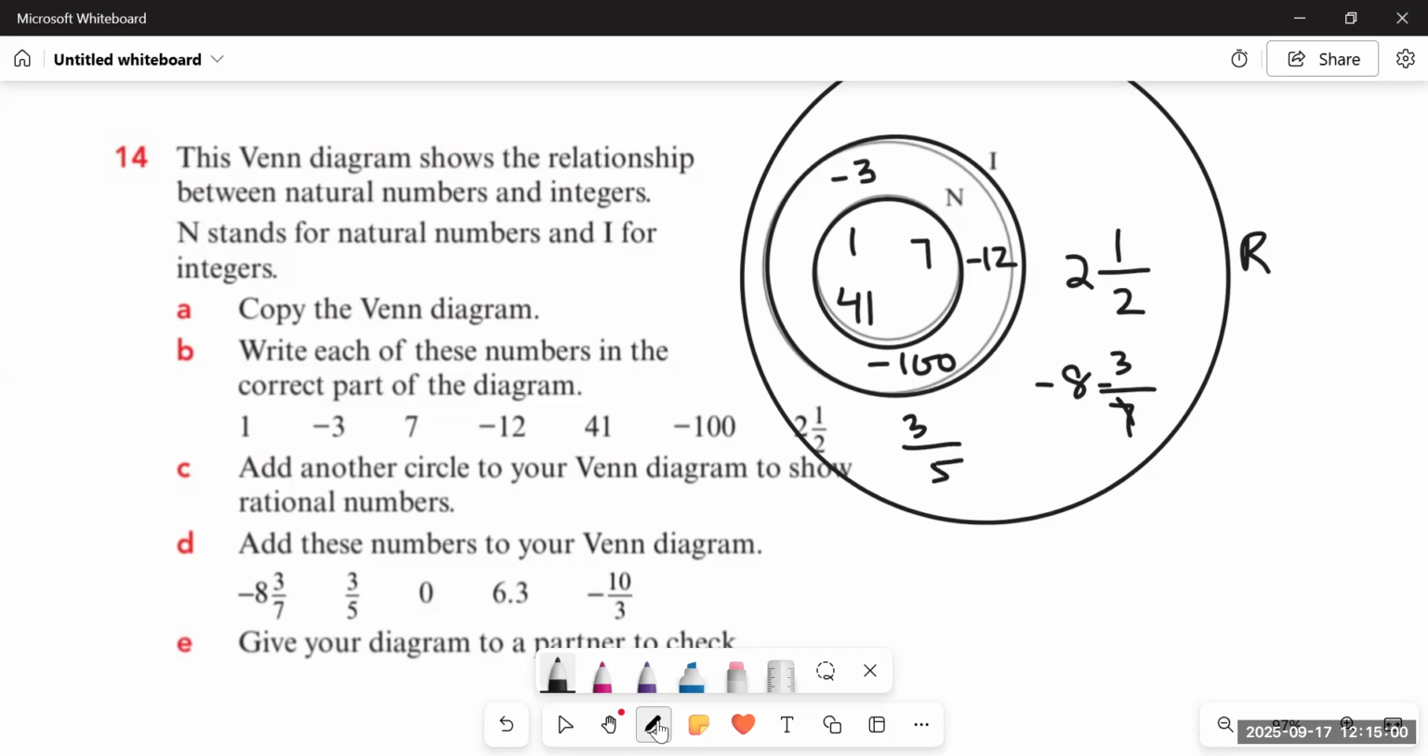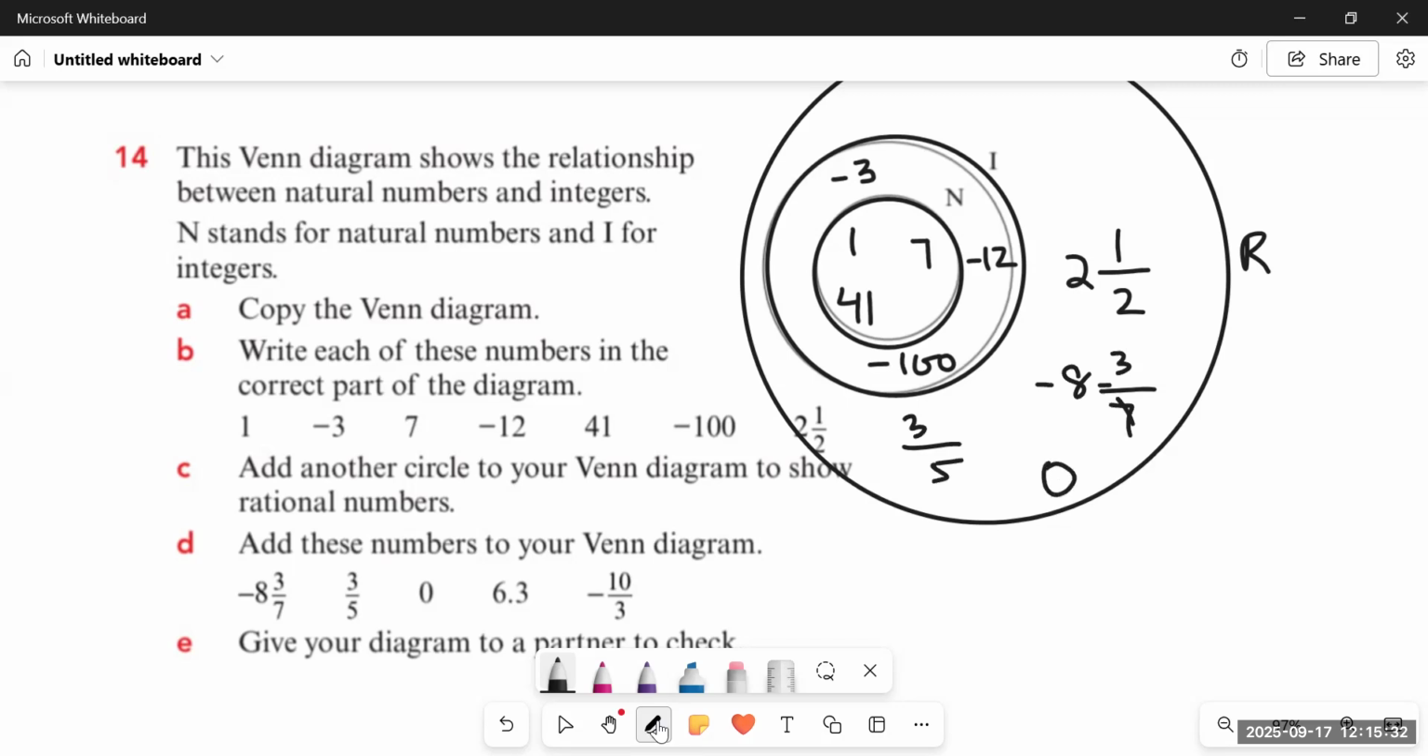Then 0. Okay, let me tell you over here that 0 is not a natural number. Natural numbers start from 1. 0 is a whole number, but they are not talking about whole numbers. And what about integers? Positive integers start from positive 1. Negative integers start from minus 1. 0 is not an integer. So 0 comes in the category of whole numbers. And since all the whole numbers are rational, we will write 0 in the category of rational numbers.